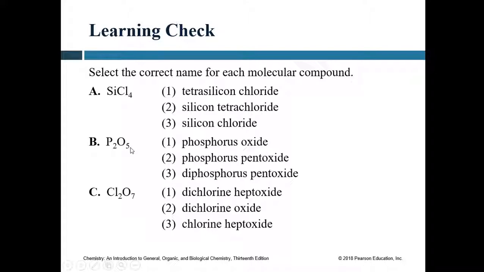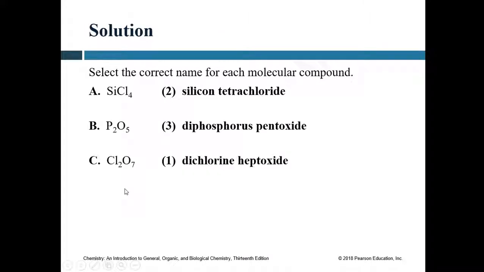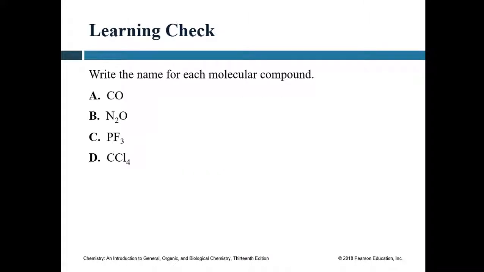Diphosphorus, and then our 5, the pentagon has 5 sides, okay, so pentoxide. Now we have our chlorine, so it's dichlorine. Okay, now 7 is heptoxide. Now press pause and write the name for each molecular compound.